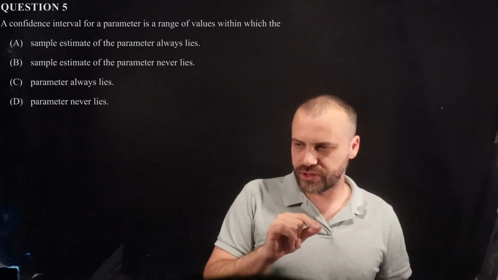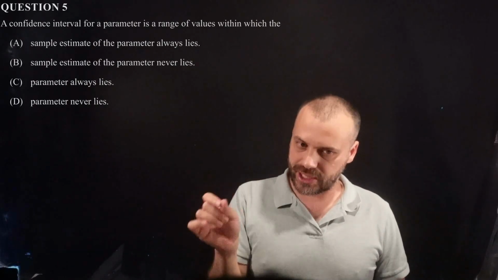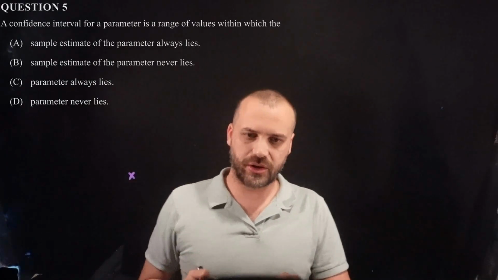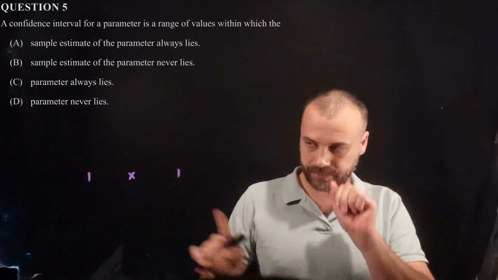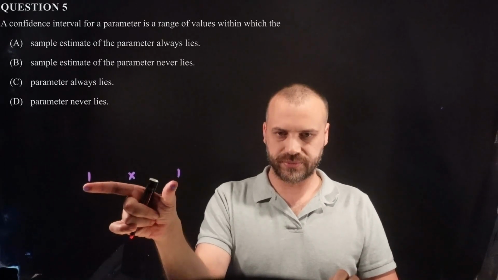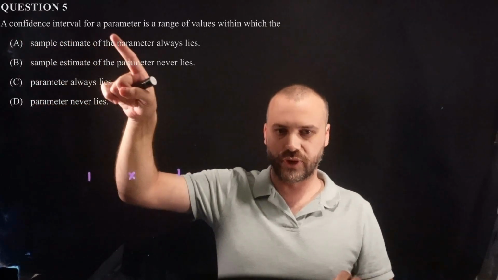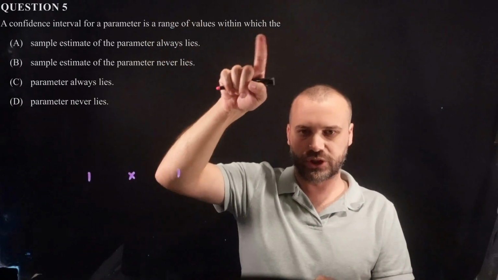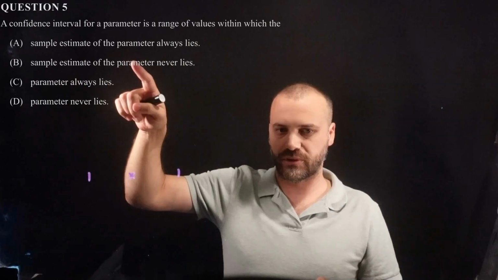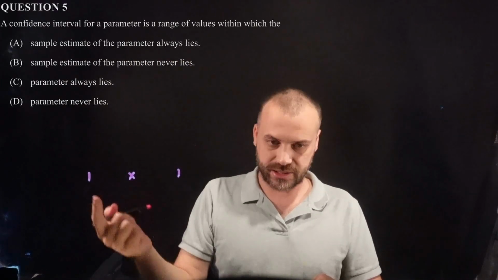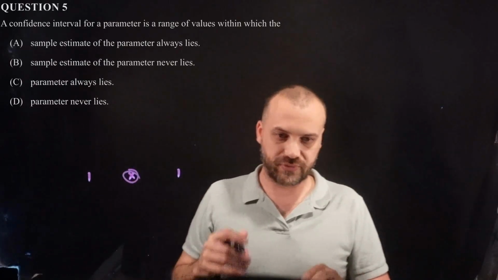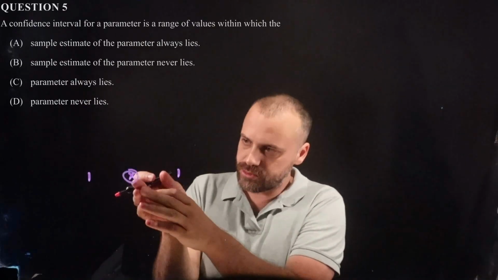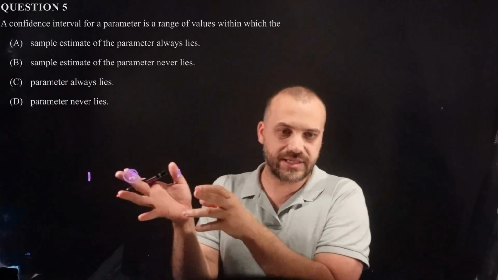Now, you're used to doing confidence intervals for the population mean, right? You take a sample and you find the mean of that sample, and then either side of that is your confidence interval. So the question is, a confidence interval for a parameter, in our case for the population mean, is a range of values within which the sample estimate of the parameter always lies. Yes, right? The sample estimate is the thing that you've done by taking the sample. You've estimated the population mean. The confidence interval will always be within our confidence interval. So A is the answer.